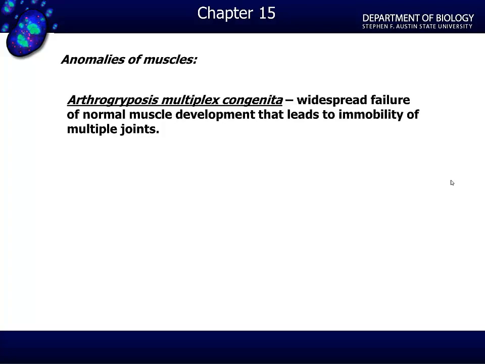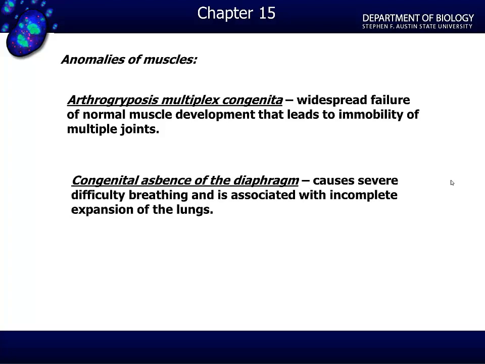Some other anomalies, and these are progressively more and more severe. Arthrogryposis multiplex congenita. This is a very extreme problem, widespread failure of normal muscle development. And this is really going to lead to the inability to move. And oftentimes when you see infants born with this, they are very contorted, their bodies are misshapen, and really quality of life here is 0 to none. This is an extremely debilitating problem.